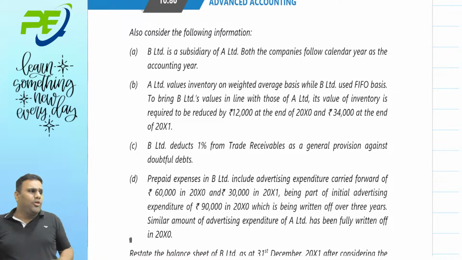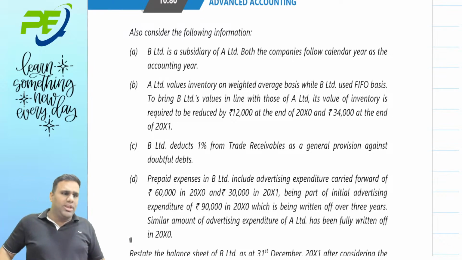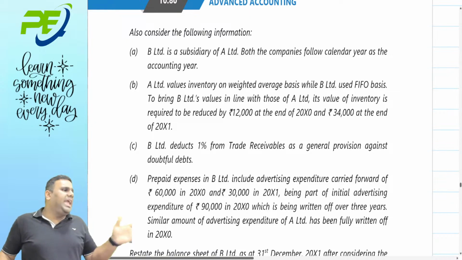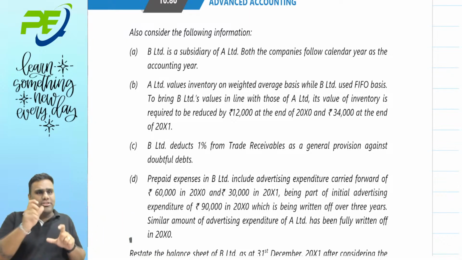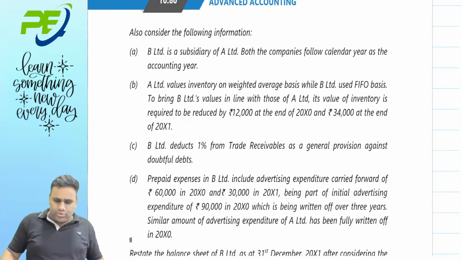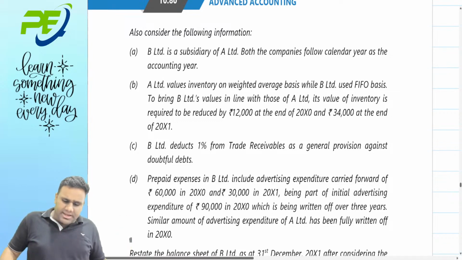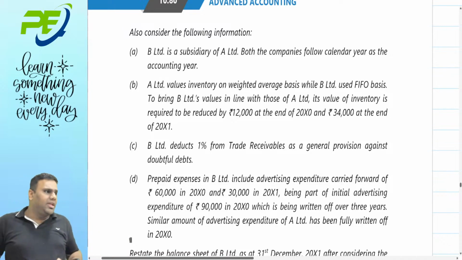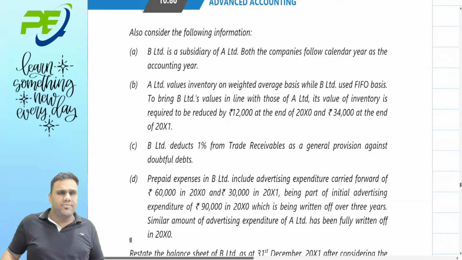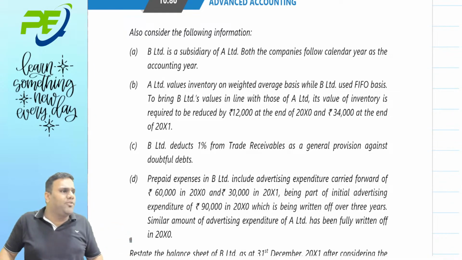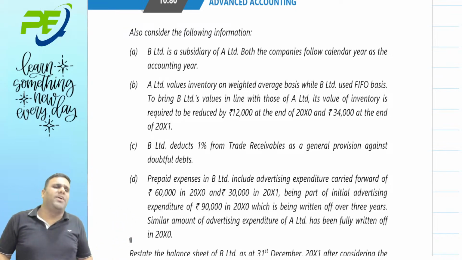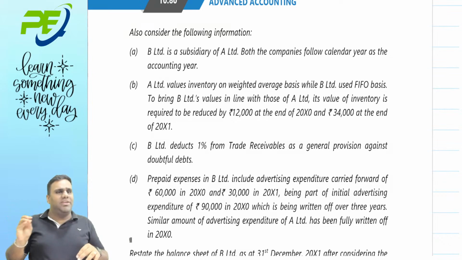Everyone. So if you have to reduce the inventory, everyone, what will be the journal entry? P&L to stock. Reduce the inventory, those stocks should be credited. Debit you can do to P&L. B Limited deducts 1% from trade receivable as a general provision against doubtful debts. Now, is anything given about A Limited? Means A Limited is not creating provision. Now, these guys, they have already created provision. So we need to add it back.